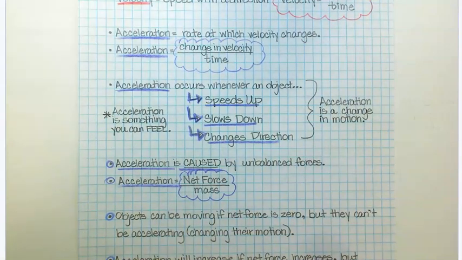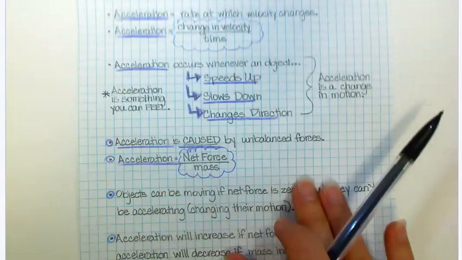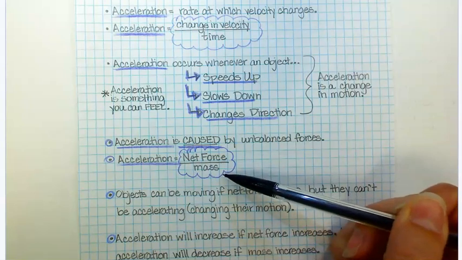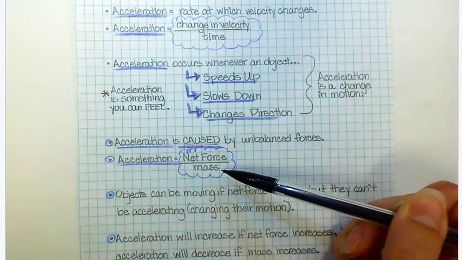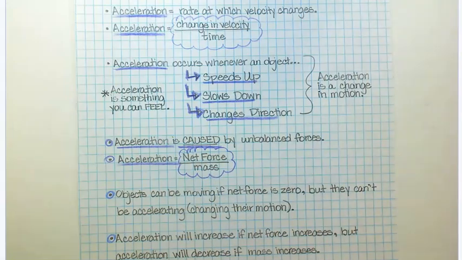So one more time, acceleration can be change in velocity divided by time. Acceleration can be calculated also by net force divided by mass. I cannot overemphasize the importance of you knowing that these three things are related.